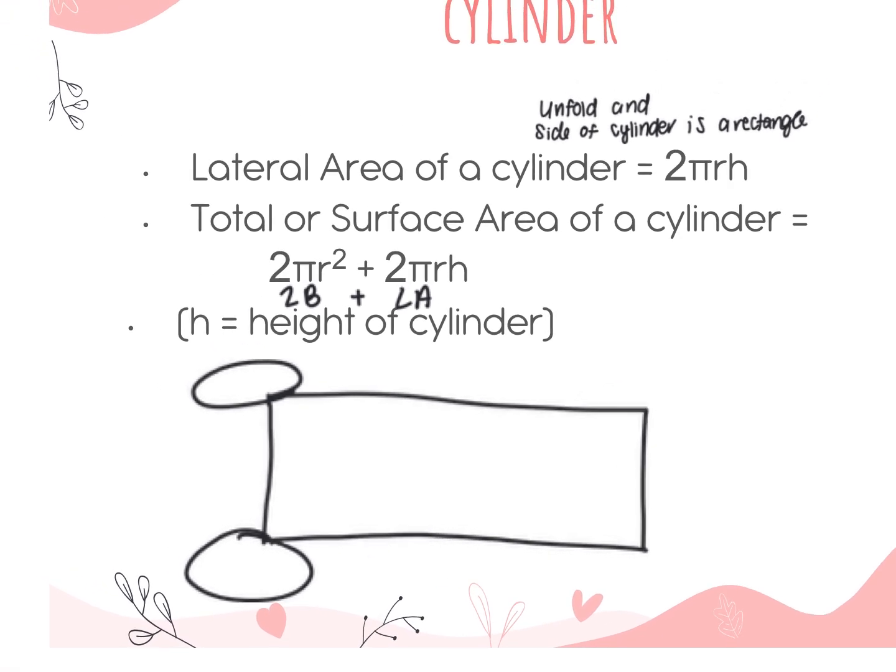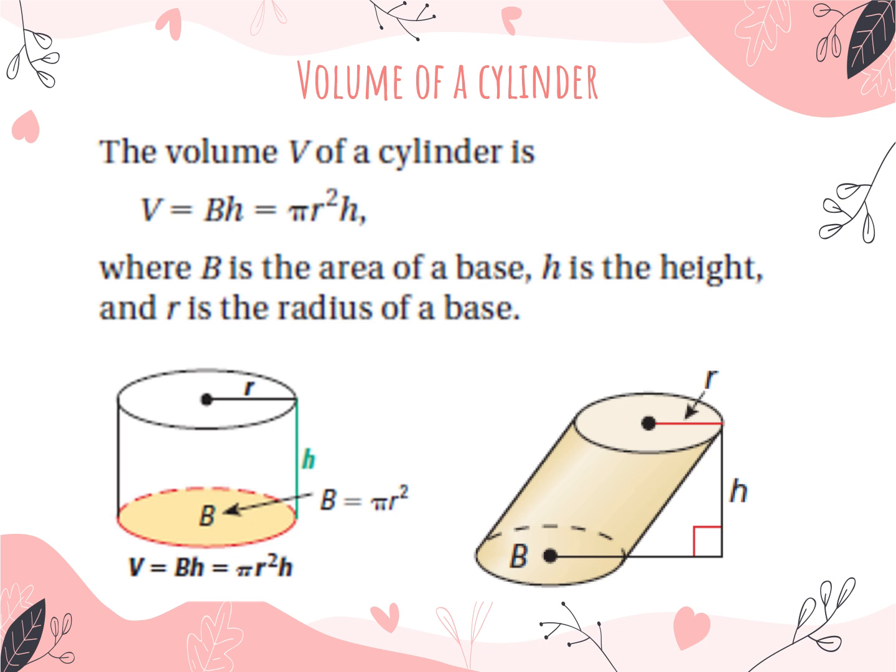So this is what it looks like as a, I guess, two-dimensional shape. If it was flat, everything was flat, this is what it looks like. And that's what I'm doing to find the total surface area. Okay. Now looking at the volume of my cylinder.